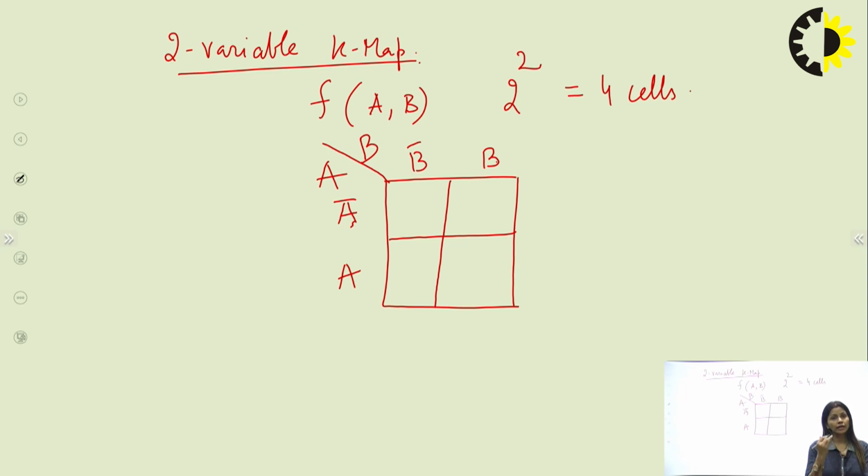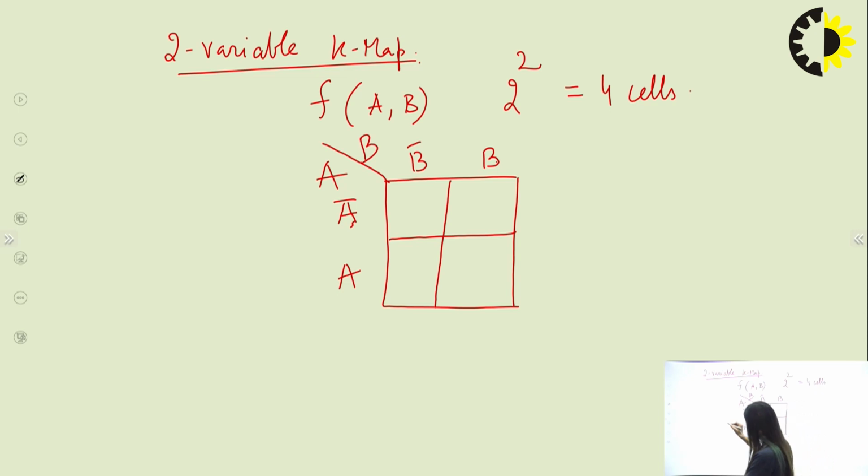If this is for SOP. If I take the POS 2 variable K-map, then the process will be just reversed. Reverse in the sense I will put B here, B bar here, A here and A bar here. Just to make it clear, I will first make you understand the SOP form of the K-map for 2 variables. Then we will slowly proceed towards the POS form of the K-map. So here I am starting with only SOP.